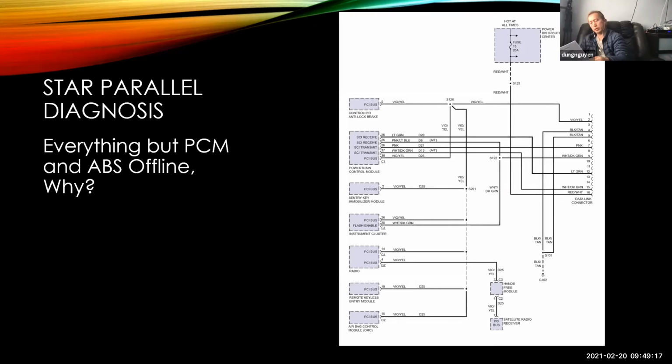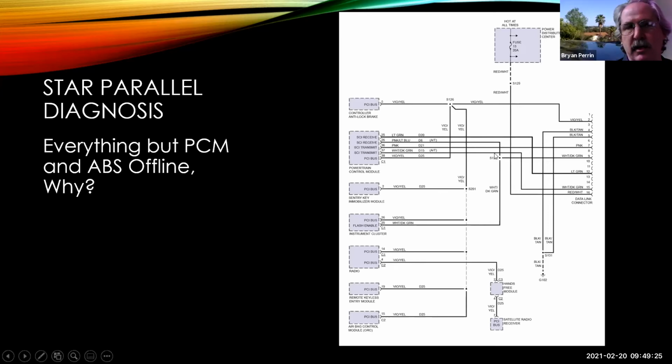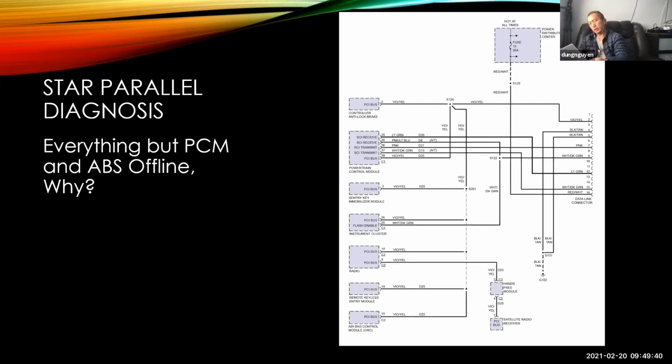But Brian, according to the wire diagram, if we talk to everybody, why do we have to go to 201? Yeah, because they talk to everybody except PCM and ABS only. No, so everybody but PCM and ABS is offline. I can only talk to the PCM and the ABS module. Oh, okay, got it. Everybody else is offline.